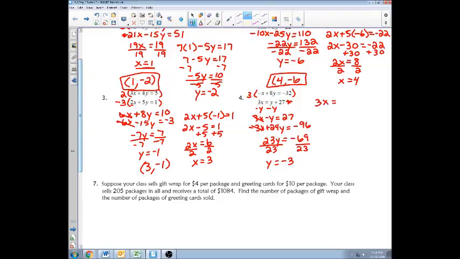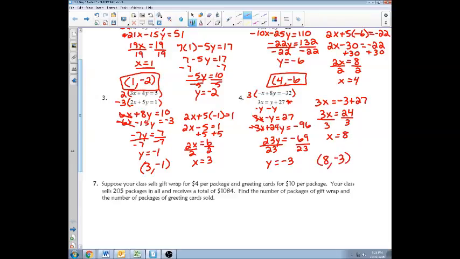3x equals, my negative 3 goes in for my y, plus 27. 3x would equal, negative 3 plus 27 is 24. Divide by 3. X would equal 8, so 8, comma, negative 3.